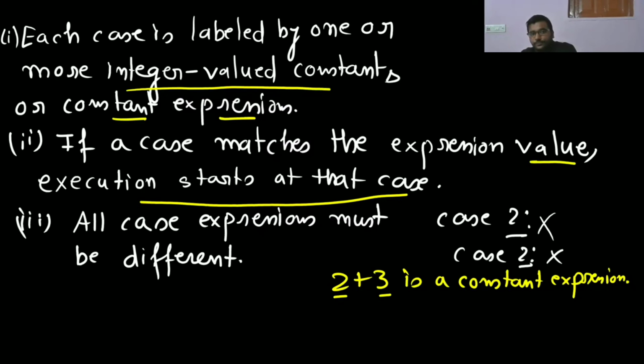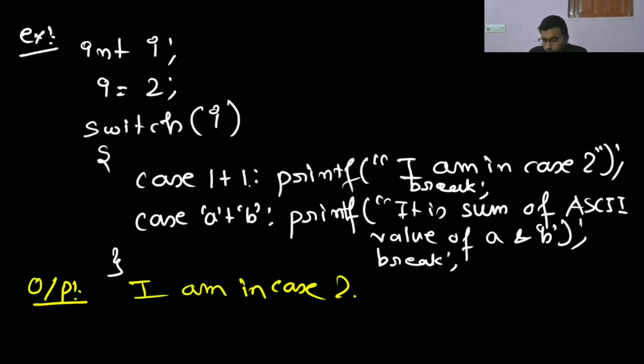Understood? I mean case 2, because 1 plus 1 is 2. Please let me know whether it is clear or not. Here in the case it can have either an integer constant or a constant expression, but in the switch it can have an expression like i plus j into k. If you give case 1 plus 1 and case 2, then it will give an error.